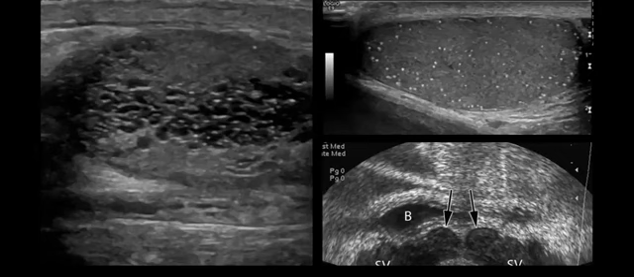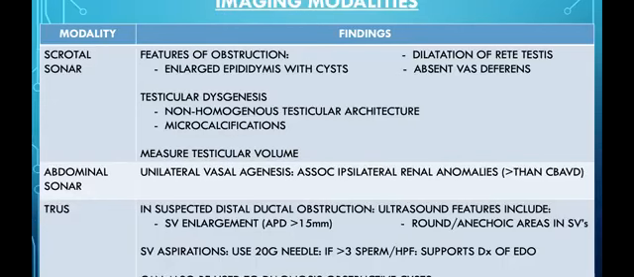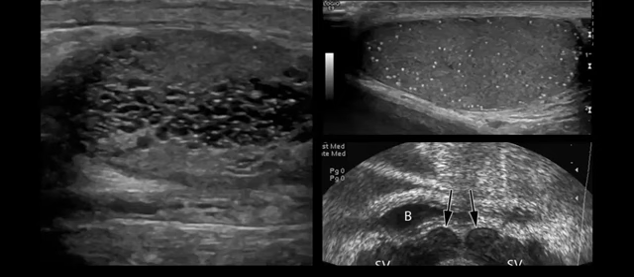So here's just some imaging. That first picture on the left will be your rete testis cysts, then your microcalcifications in the top right corner, and then this is just a nice picture of a transrectal ultrasound of some bulky seminal vesicles.